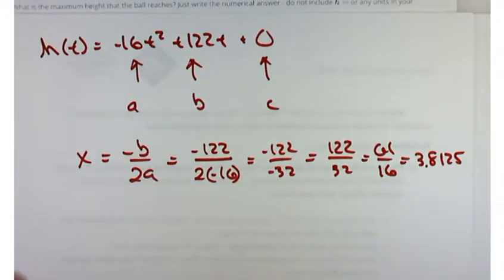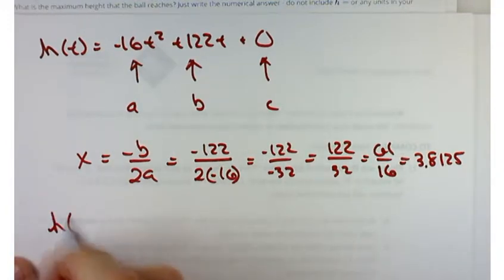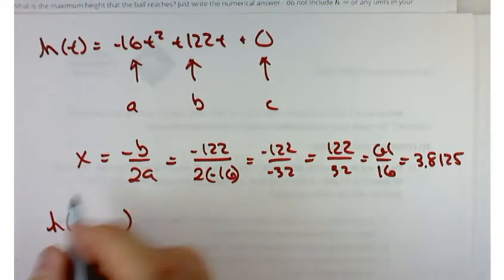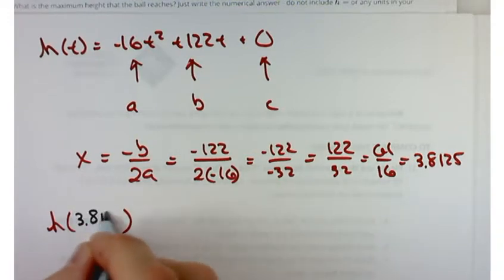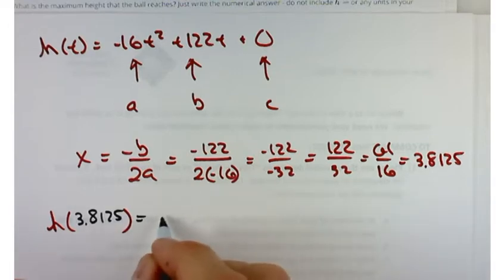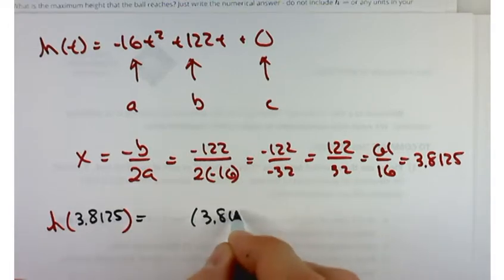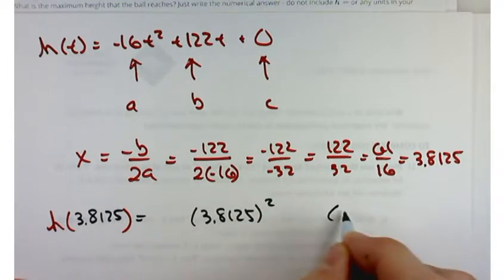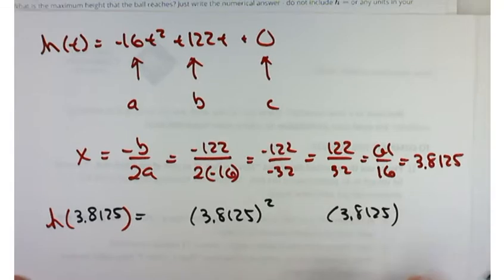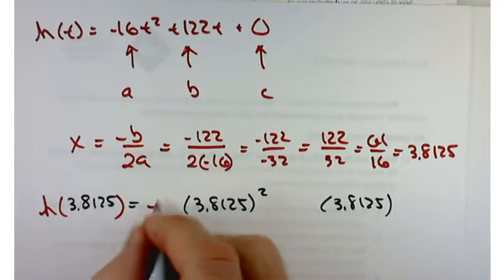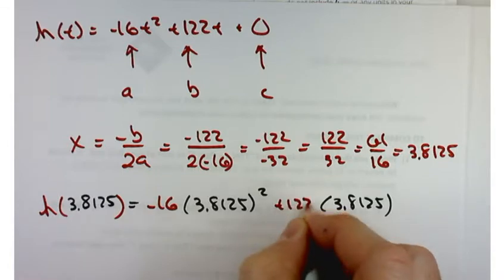What's that 3.8125 telling us? How long it takes till it reaches its maximum height. It doesn't tell us what the maximum height is. It tells us how long it takes to reach the maximum height. How am I going to figure out what that maximum height is? Plug it in. So you're going to take h of 3.8125, 3.8125 squared, and then 3.8125. I think the easiest way to do this is, again, on your calculators.